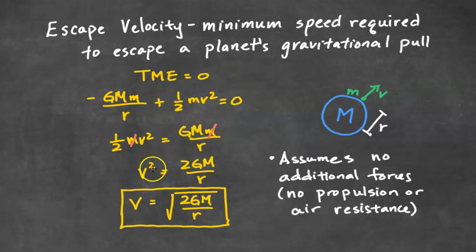The v squared will equal, if I multiply 2 on both sides, 2 big G times big M divided by R. Square root on both sides. We get that the escape velocity is equal to the square root of 2 times the gravitational constant times the mass of the planet divided by R, the distance between the ball and the center of the planet.